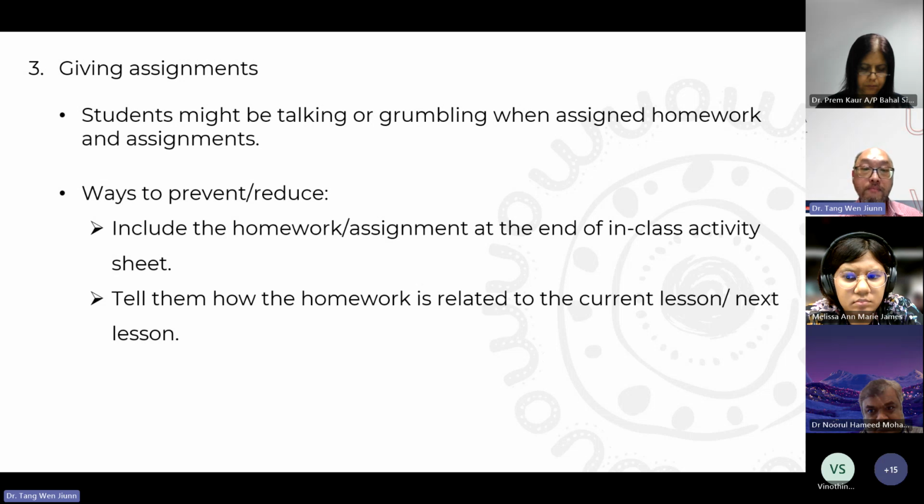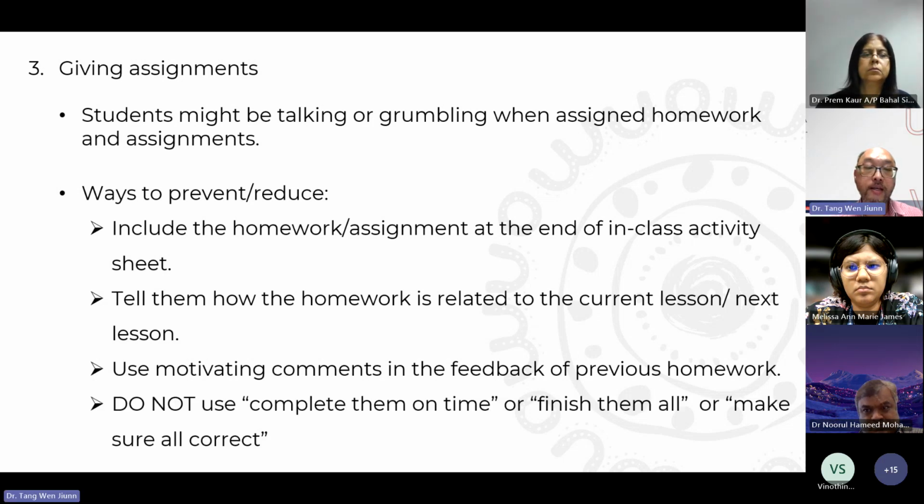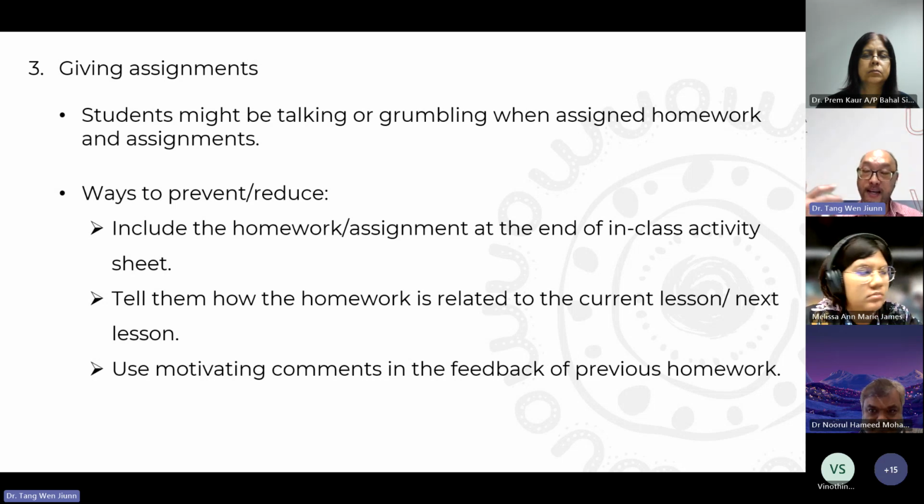And of course, we can tell them in advance, like, make sure you attempt this work because it is related to the lesson, or it will help in the next lesson. This might give them encouragement to attempt those homeworks. Also, use motivating comments in the feedback of previous homework. Of course, when they submit, we give them feedback. If it is good, we mention, well done, good job, keep up the good work, that kind of motivating comments.